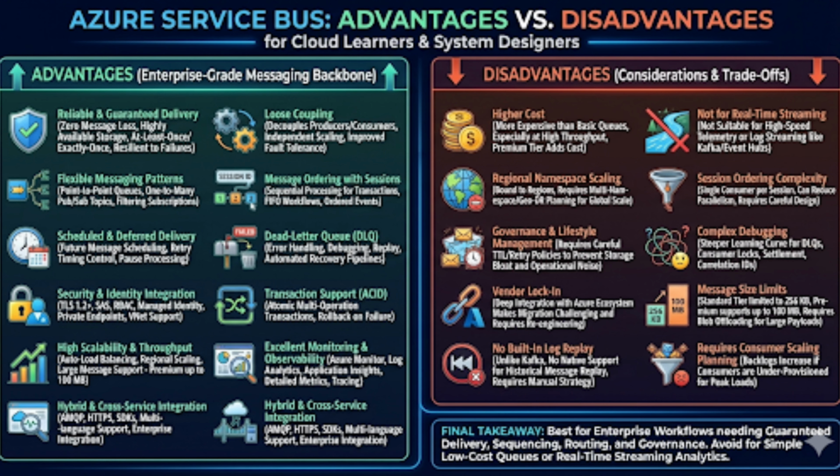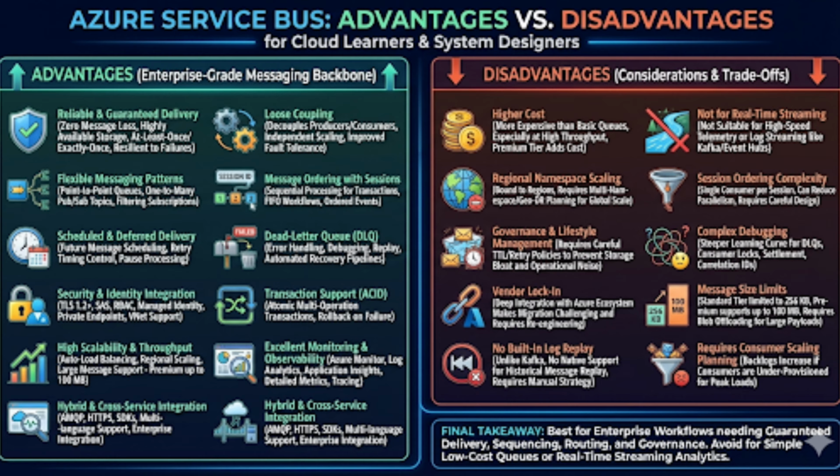Azure Service Bus, Advantages versus Disadvantages for Cloud Learners and System Designers. Azure Service Bus, ASB, is a fully managed enterprise messaging broker built for mission-critical communication in distributed and event-driven systems. Its value becomes clear when systems need guaranteed delivery, decoupling, resilience, and governance at scale. But like every technology, it also brings trade-offs.